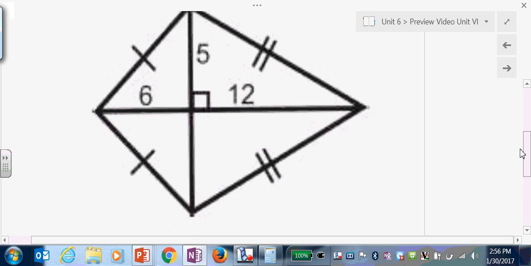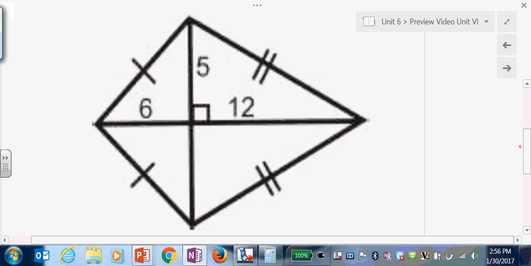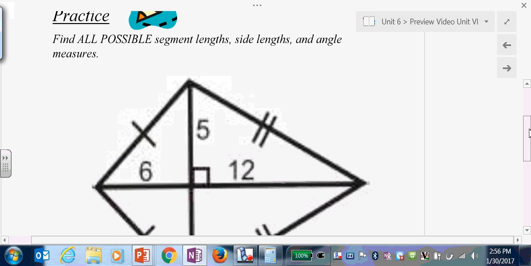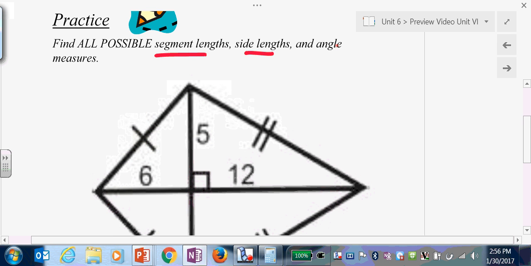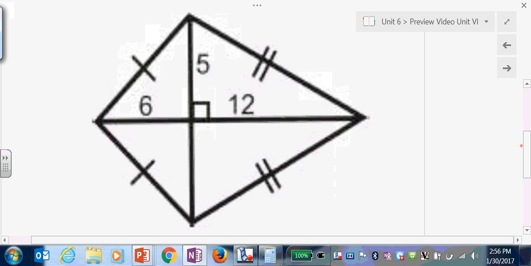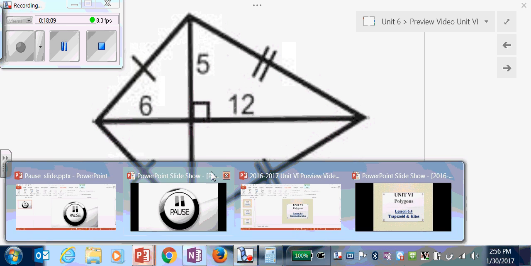Okay, knowing this, for this one right here, I'd like you to find all possible segment lengths, side lengths, and angle measures. Segment lengths and side lengths you can round to the tenth place. Angle measures to the nearest whole degree. I'm going to hit the pause button. I want you to do that on your own. It should take you about 4 to 5 minutes, and then restart.